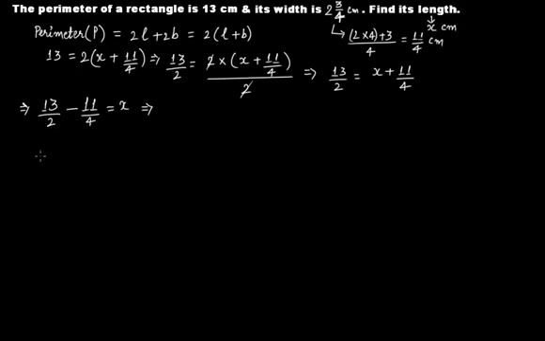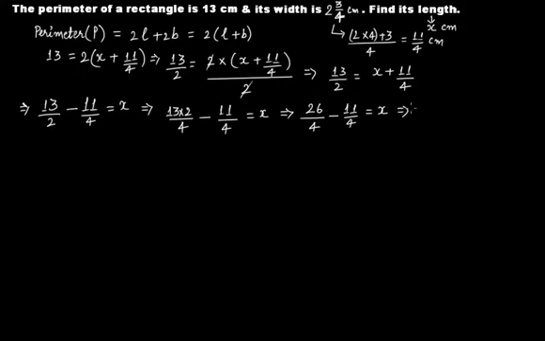Take the LCM of 2 and 4. The LCM of 2 and 4 is 4. So if you want the denominator as 4 in this rational number, divide 4 by 2, and you get 2 as the quotient. So this becomes 13 times 2 by 4 minus 11 by 4, since this one is already 4. So this becomes 26 by 4 minus 11 by 4 is equal to x.